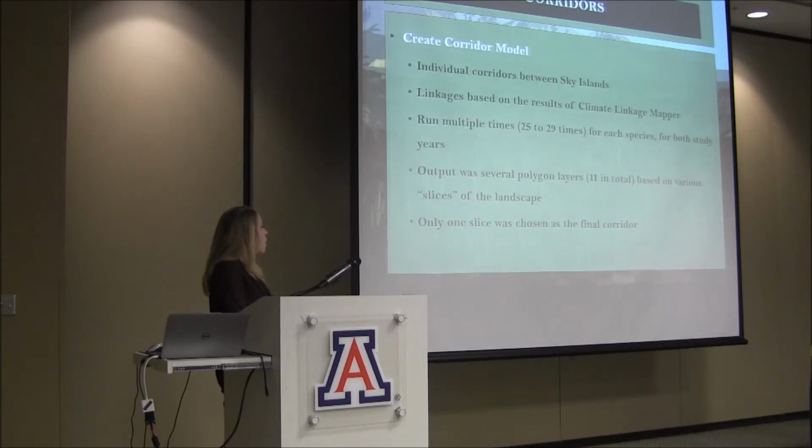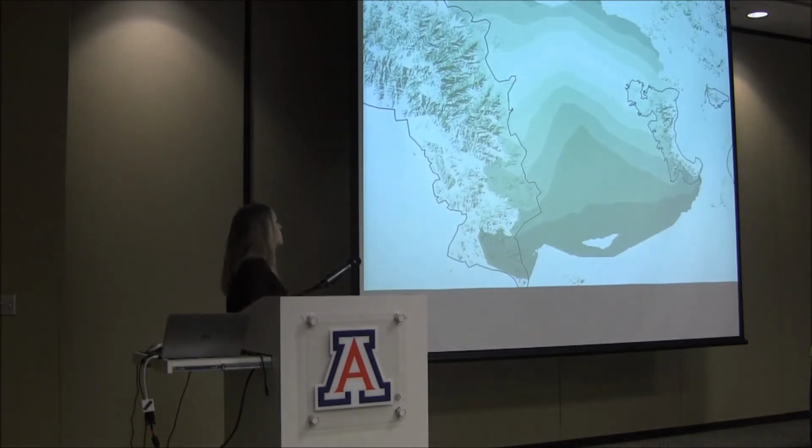And the output was several polygon layers based on various slices of the landscape. Only one slice was chosen for each species. And here's an example of one of those slices. The area in white is the optimal corridor. It goes through the least resistance in regards to climate and habitat. And then these other corridors are just potential areas that the species could use, but they're not optimal. So for all species, only the optimal corridor was used.